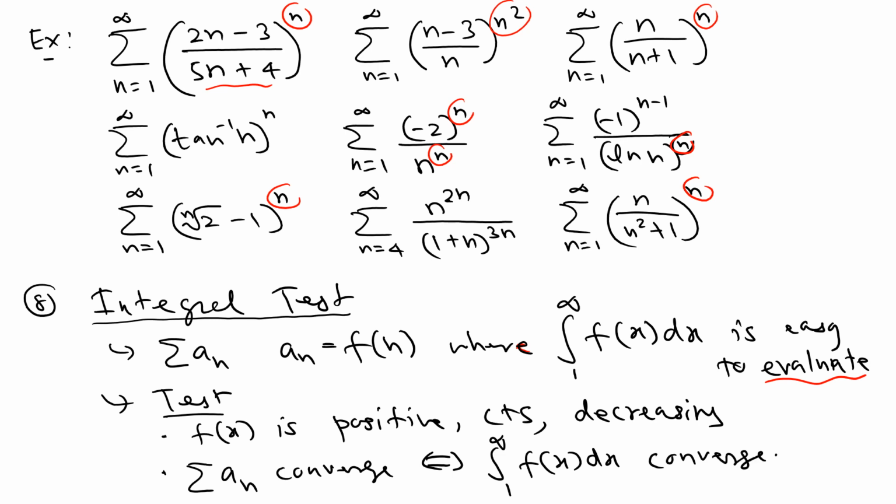When you say if and only if, it means that if it converges, it's going to converge, and if it diverges, it's going to diverge. That's what it means. So if the integral diverges, then the series is going to diverge. The same thing happens. That's why if and only if means whatever happens to the integral, the same thing happens to the series. These are some of the candidates for that.